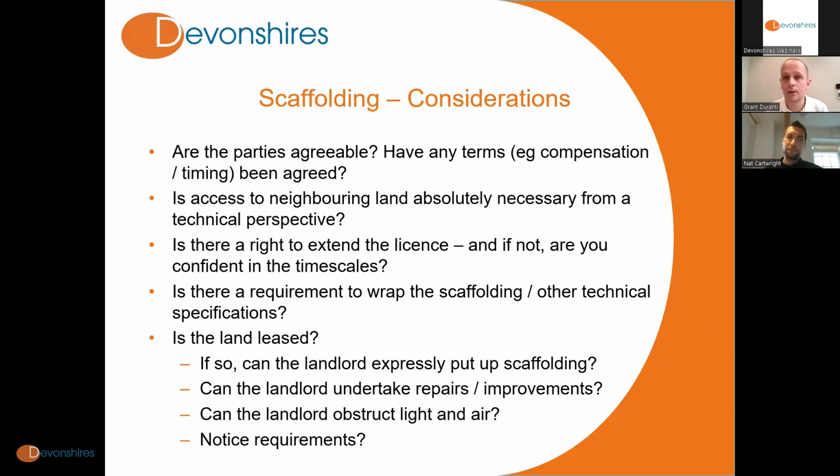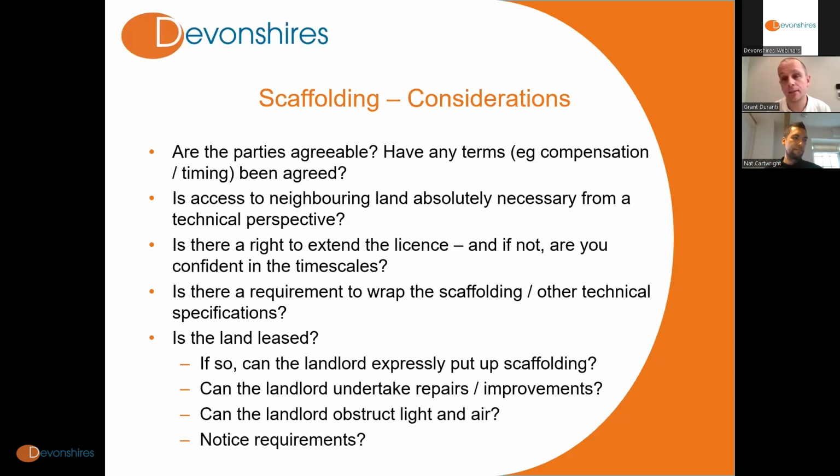And just a final point on scaffolding, which is specific to blocks of flats. If you are the freeholder, it's worth giving some consideration to whether or not, if the building is occupied, you have the right to put scaffolding up around your building in such a way that actually interferes with any of the leases you might have granted. Often we see leases which expressly reserve a right for the landlord to erect scaffolding around the building. It may also fall into the category of repairs or improvements that the landlord is allowed to do without tenant consent.